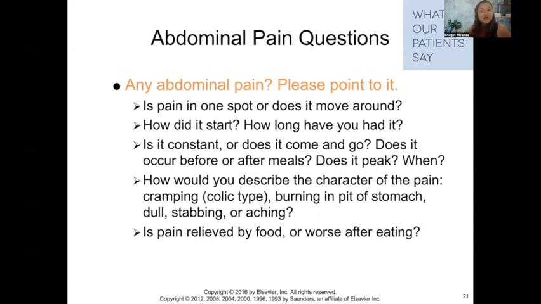Ask a very open-ended question first, and if they're not able to find the words to describe their pain, then you can give them some examples like, is it burning? Is it cramping? Is it dull versus sharp? And you want to ask them if their pain is actually relieved by food or worse after eating. And this is important because sometimes pain is due to increased gastric acid. And sometimes as we're eating, it helps to decrease the acidity that we're experiencing because the acidity is now breaking down food. So this will help to eliminate some GI issues versus the other.